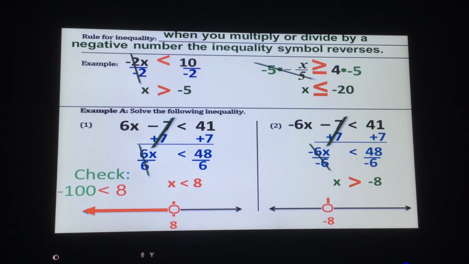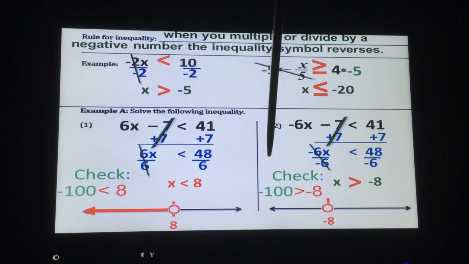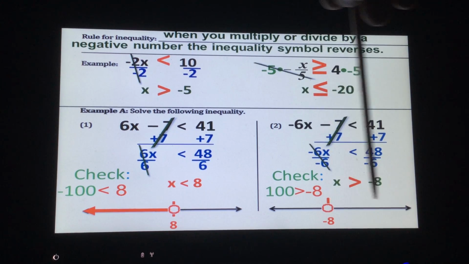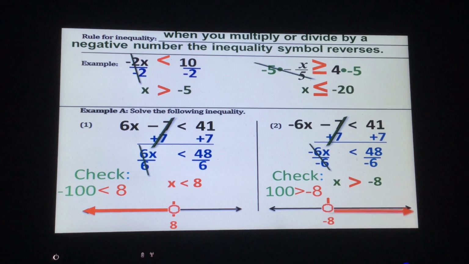Then we're going to check by putting in a test point. All right? So let's go ahead. For x, let's go ahead and put in there negative 100. Is negative 100 bigger than negative 8? The answer is no. So we're going to erase that. And then we're going to put 100. Is 100 bigger than negative 8? The answer is yes. Okay, where is 100? It's on this side over here. So we're going to shade that side.